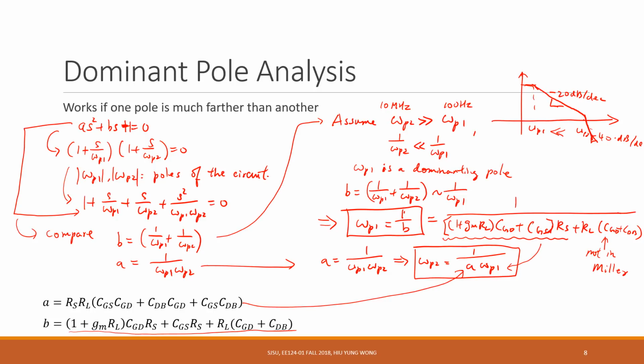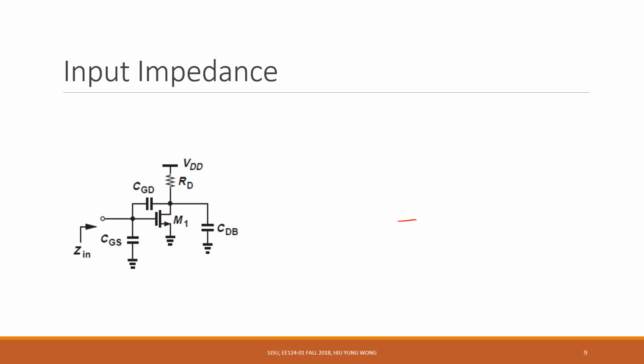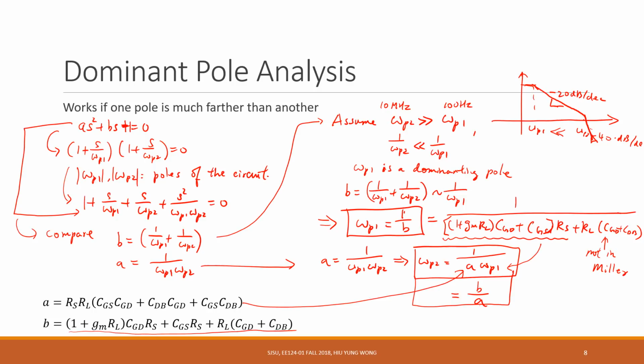So by doing this, I will be able to find out what a is. And of course, since omega p1 is also equal to b, this is also equal to b over a, omega p2. So this is the equation you want to memorize. Omega p1, the low pole, equals 1 over b, and the other is b over a. But you don't need to memorize other equations. This is just something you really need to know about this dominant pole analysis.